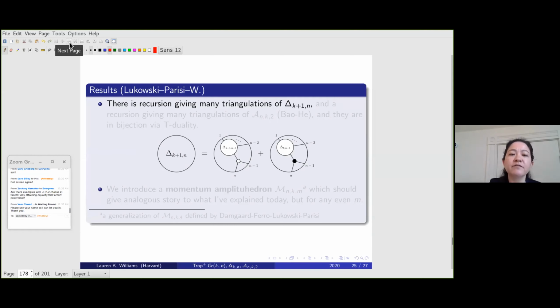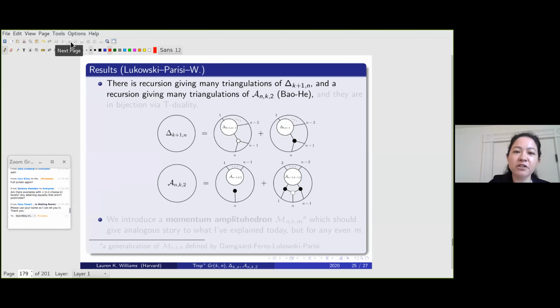Furthermore, there's a recursion that gives many triangulations of the hypersimplex, and I've drawn it pictorially here. There's a way to take a triangulation of a smaller hypersimplex and a triangulation of a different smaller hypersimplex and glue them together to get a triangulation of Delta_{k+1,n}. So the upshot: there's a recursion that gives many triangulations of the hypersimplex, and separately, there's a recursion giving many triangulations of the amplituhedron. The statement is due to Bao and He, and moreover, these triangulations are in bijection via this T-duality map. This is a pictorial representation which shouldn't really make any sense unless you've seen plabic graphs.